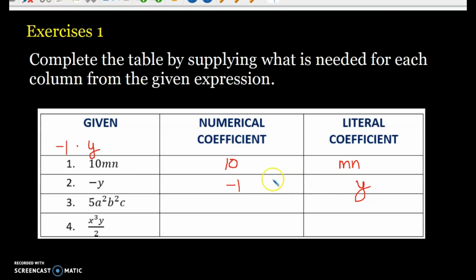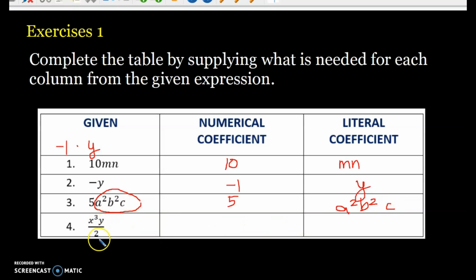And take note, aside from 1 as a numerical coefficient that does not need to be written, also the exponent on the upper right corner, if there's no number written there, it means it's positive 1. Okay, moving on. In number 3, the number factor here is 5, so the numerical coefficient is 5. And a squared, b squared, c, the whole thing beside 5 will be your literal coefficient. No more, no less.